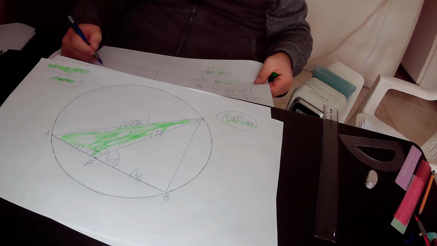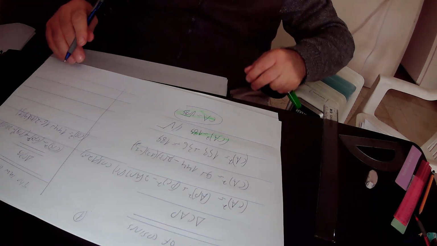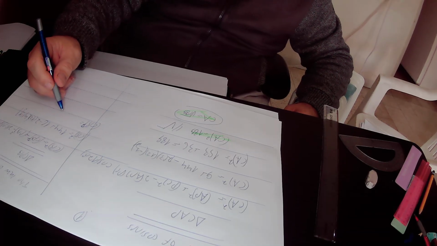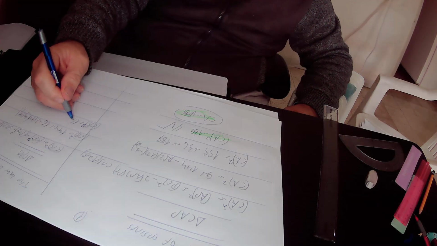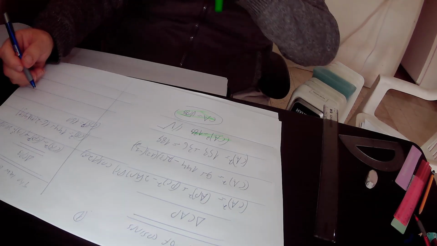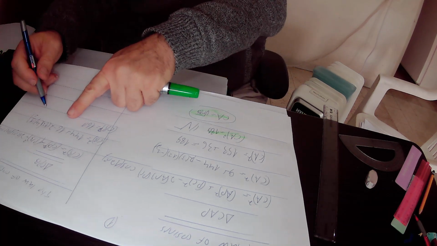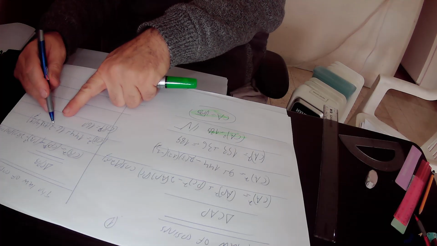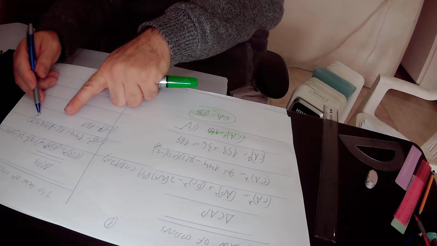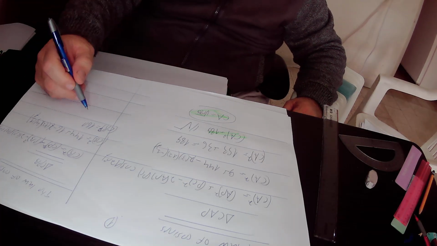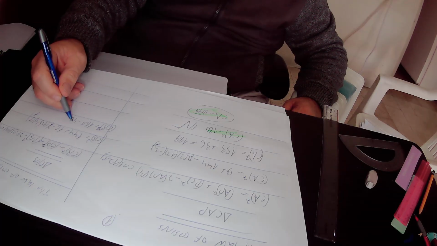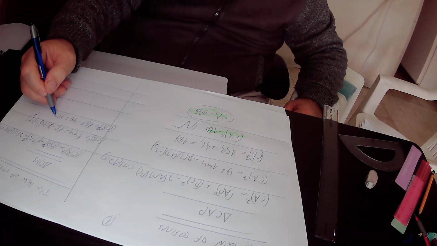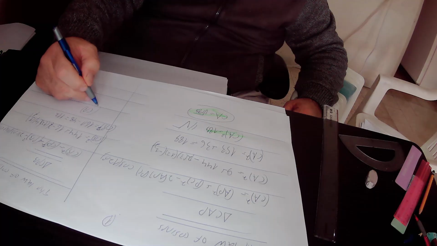So in total, we found out that CB square equals 144 plus 16, which is 160. We have 2 in the numerator and 2 in the denominator, so the 2 will get cancelled. After canceling the 2, we are left only with minus 12 times 4, that is minus 48. So in total, we found out that CB square equals 160 minus 48, which is 112. CB square equals 112.